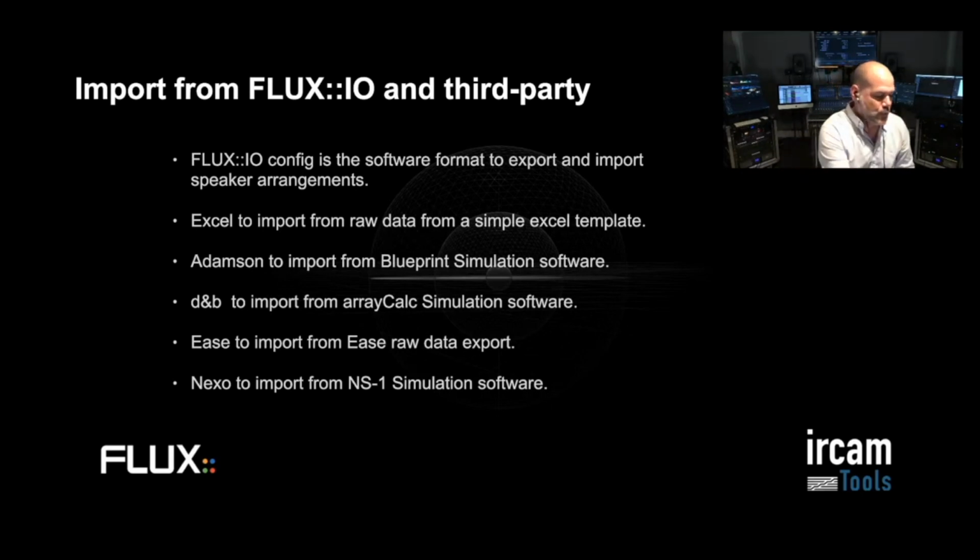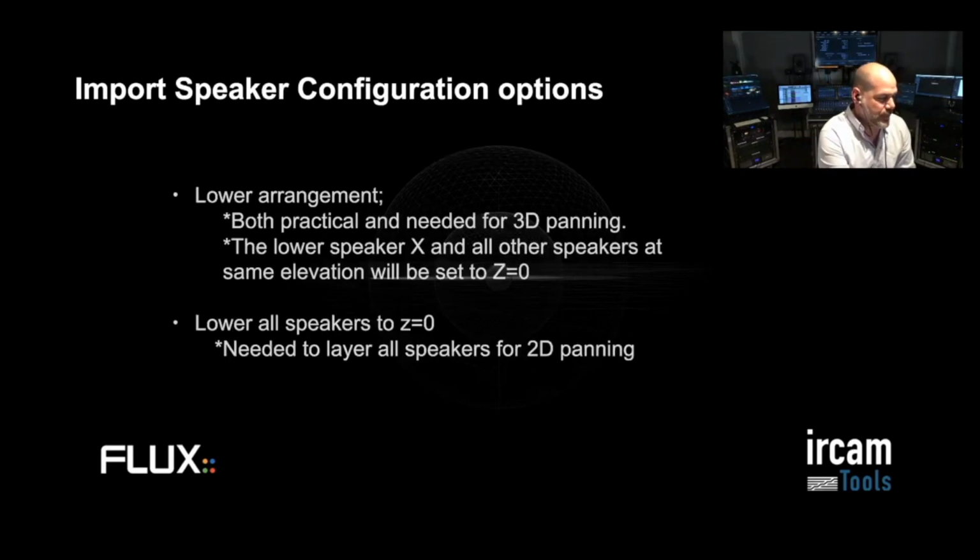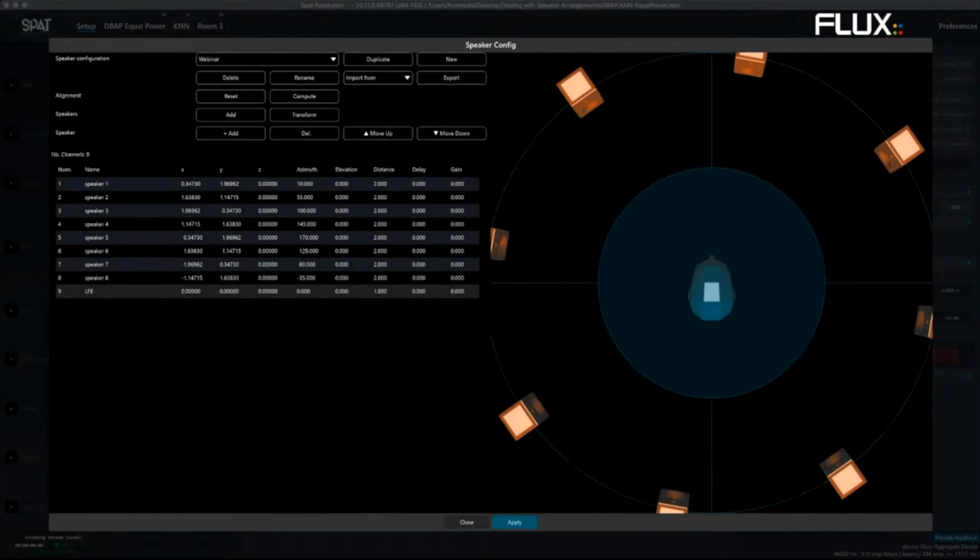So Nexo NS1 simulation software. And we're going to be looking at the same time at how we can modify. So there's options to import this. But the best way, and I'll come back to this, is to jump back into SPAT to be able to appreciate this. So now, let's say we wanted to import something, and let me pick the simplest and easiest one, the Excel sheet.